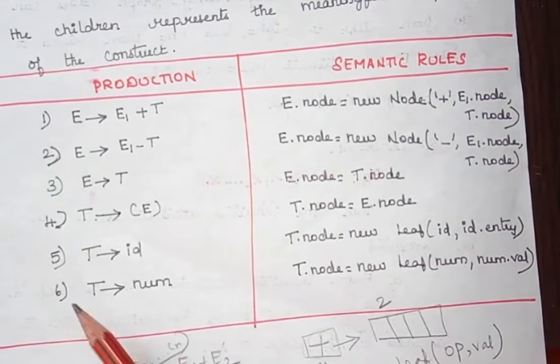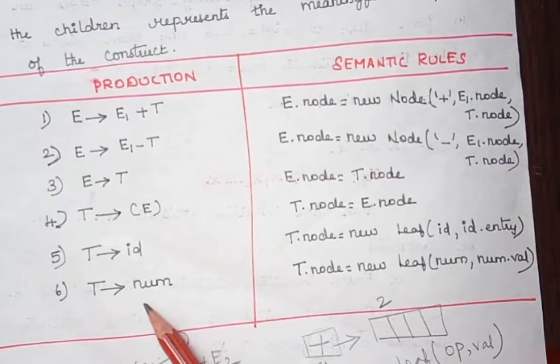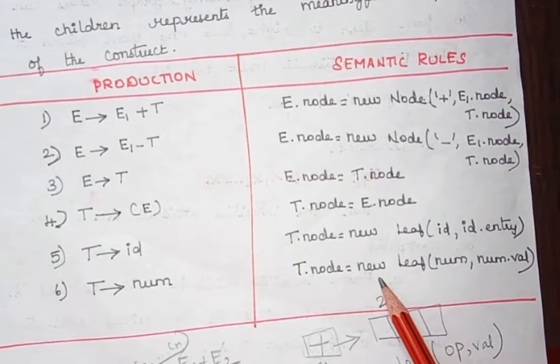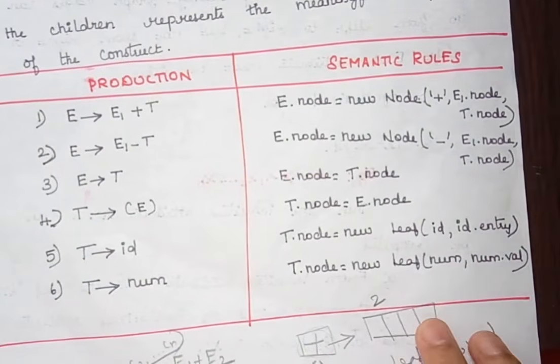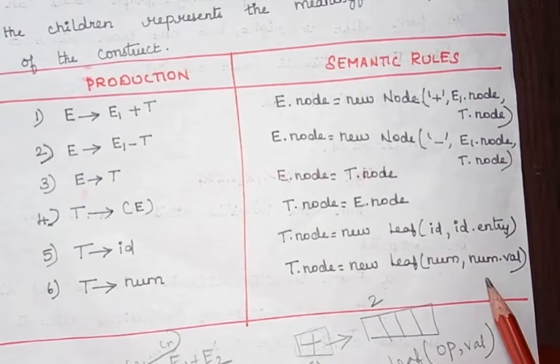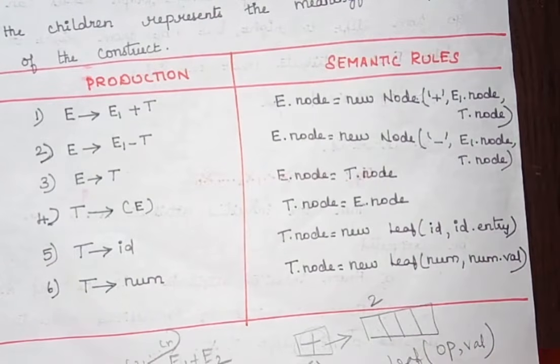In the same way, the last production also contains T implies num, that is, it contains a terminal at the right hand side of the production. So here also we are going to use the constructor leaf to create a new node, and the first argument is the terminal symbol num, and the second argument contains the value of that terminal symbol num.